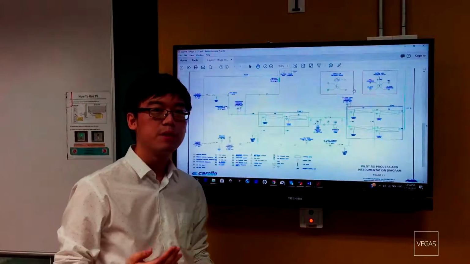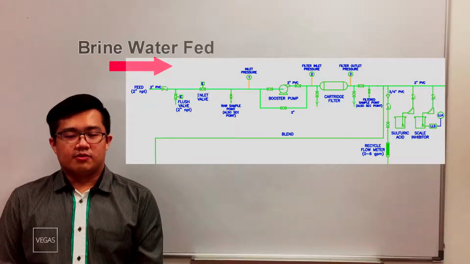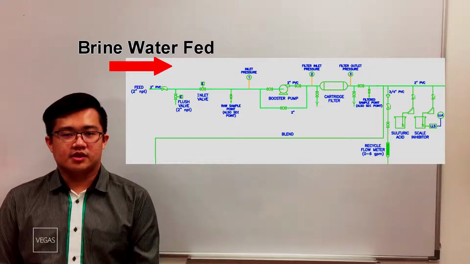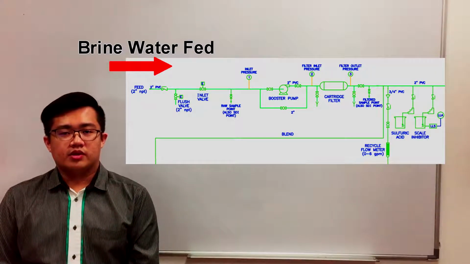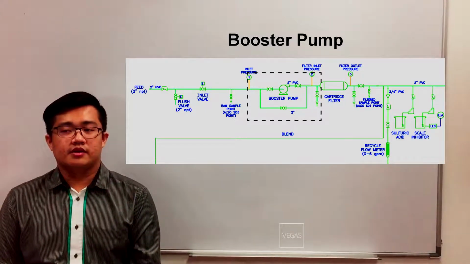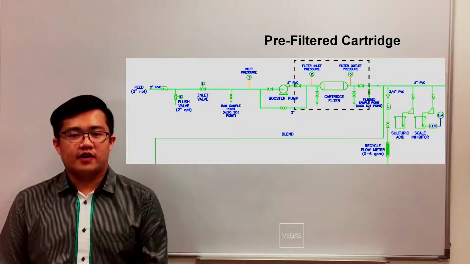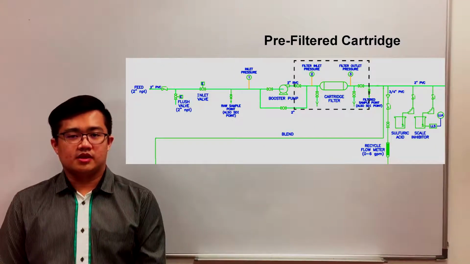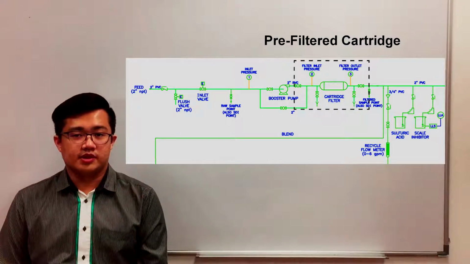Now I'll pass the time to my teammates to take you through the individual stages and components of the P&ID diagram. Today, I'm going to talk about the pre-filter cartridge of the system. The pre-filter cartridge's main function is to remove suspended solids from brine water entering the RO unit. Brine water is fed to the pre-filter cartridge using a booster pump, and the filter is made of polypropylene, which has a pore diameter of 5 micrometers. The operating capacity of the filter is 28 gallons per minute, also known as 106 liters per minute.